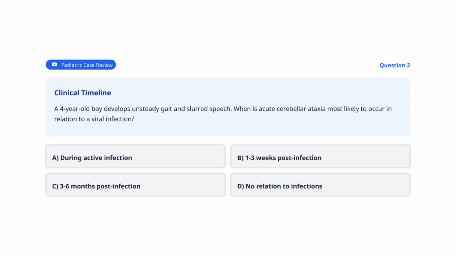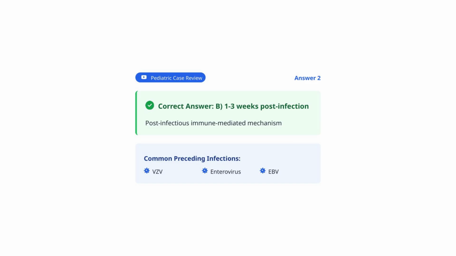A 4-year-old boy develops unsteady gait and slurred speech. When is acute cerebellar ataxia most likely to occur in relation to a viral infection? Is it A. During active infection, B. 1 to 3 weeks post-infection, C. 3 to 6 months post-infection, or D. No relation to infections? The correct answer is B.